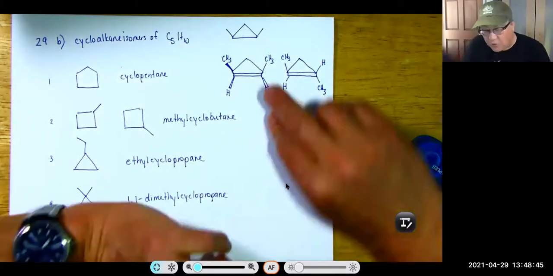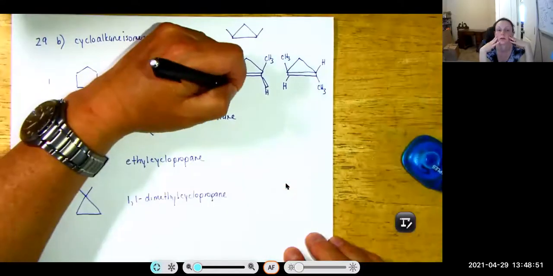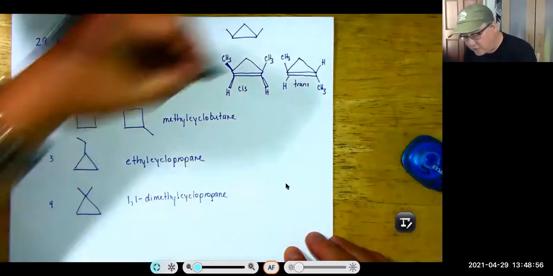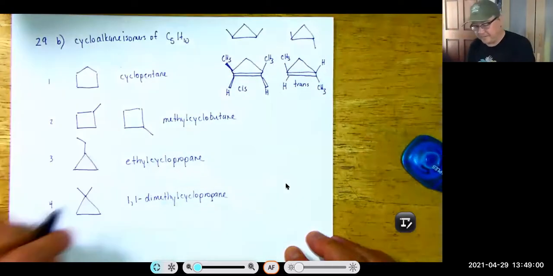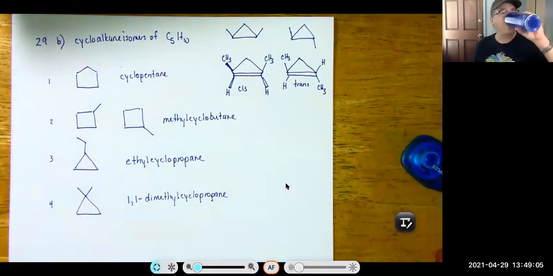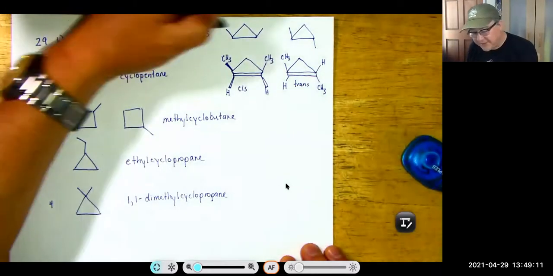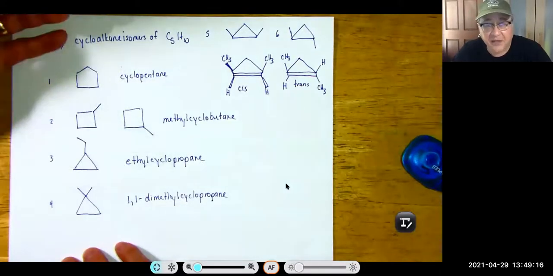Can these guys rotate and turn into the other? And the answer is no, because it's stuck in a ring. Right. So this would be a cis and this is a trans. And the way you would draw this one below would be this. So we have 5, 6 isomers. And I'd like you to come up with these 6 if possible.